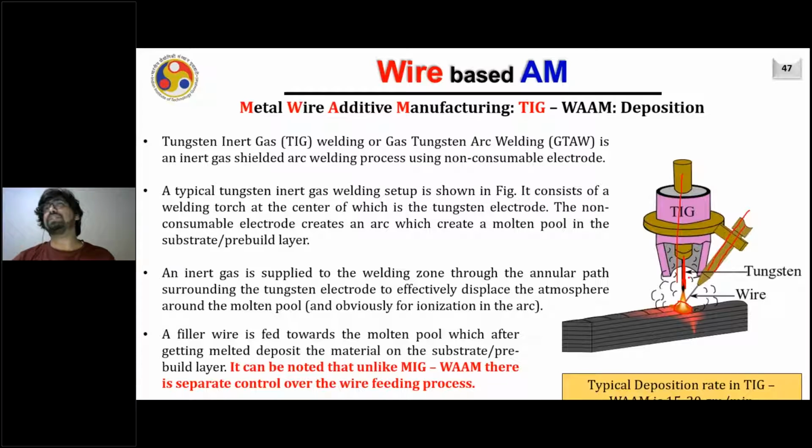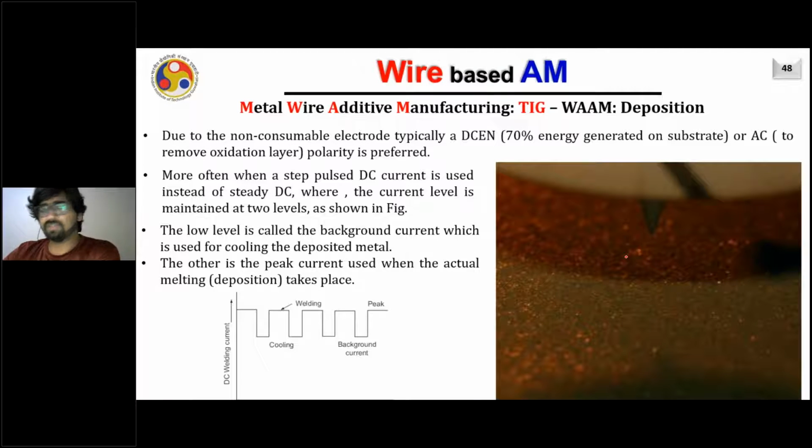But due to this asynchronization, the deposition rate in the case of TIG welding is low. It's not really beyond 30 gram per minute. By some methods we can achieve more, but not always. While in the case of MIG welding, we can go up to a very high deposition rate, up to 60-70 gram per minute also. The process here for TIG welding is very much similar.